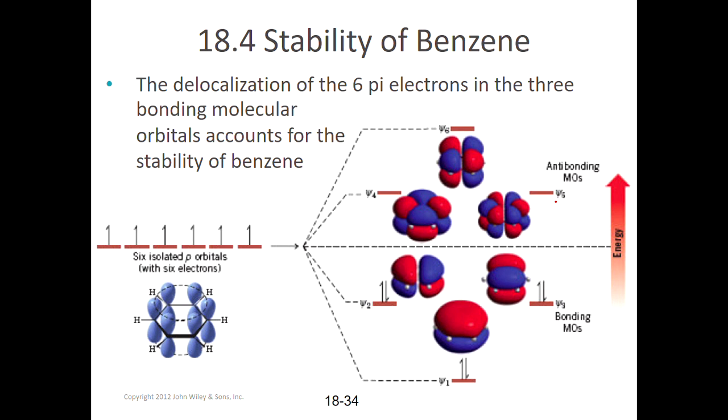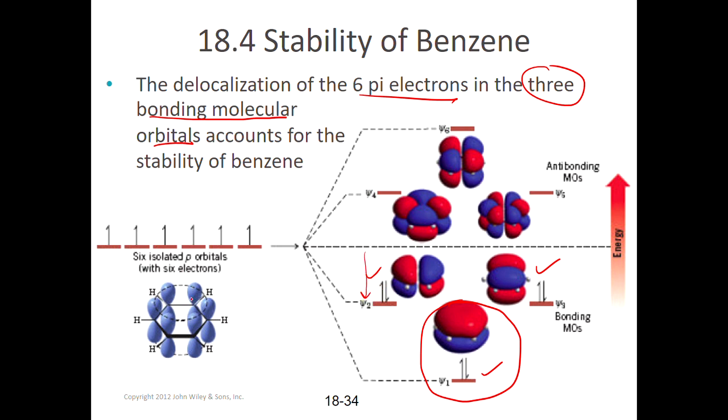And as we were saying, the 6 pi electrons exist in 3 bonding molecular orbitals. Right? These are the bonding molecular orbitals. This one is especially stabilizing for 2 of the electrons. The other ones have a node where the electrons are split on either side of that node, but they're still able to attract to multiple nuclei at once. So those are still lower in energy than they would be if there wasn't any overlap. And none of the electrons have to go in any of the unstable anti-bonding molecular orbitals. And so that really creates a lot of stability for benzene.